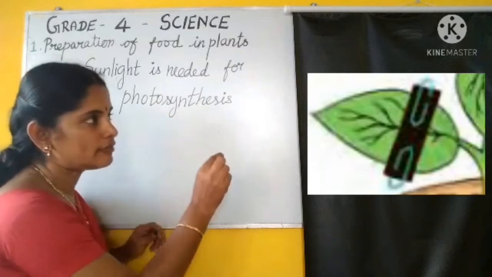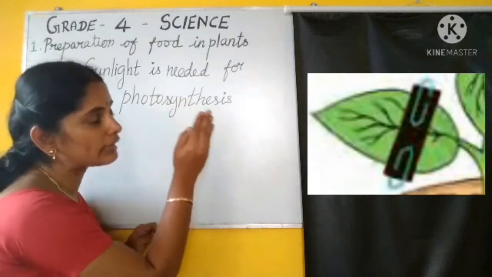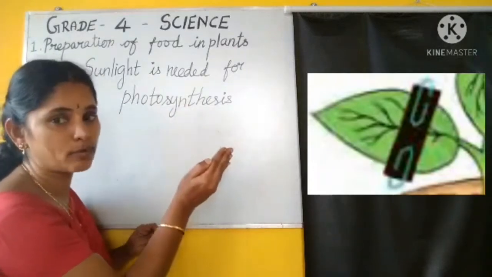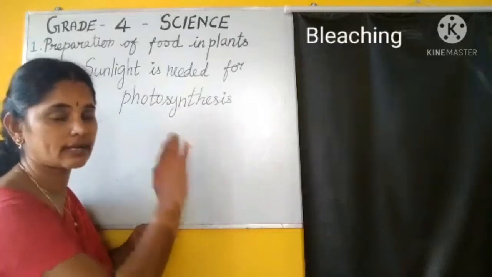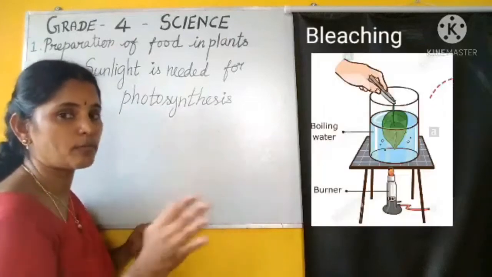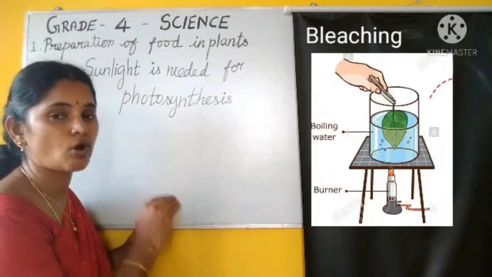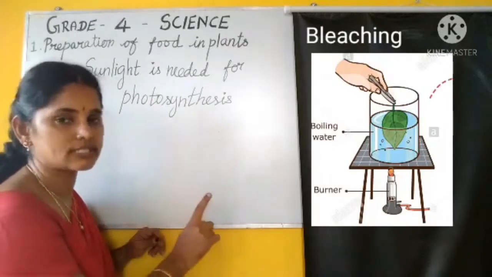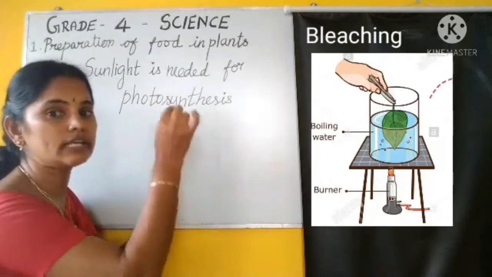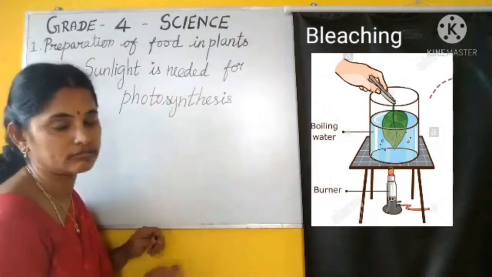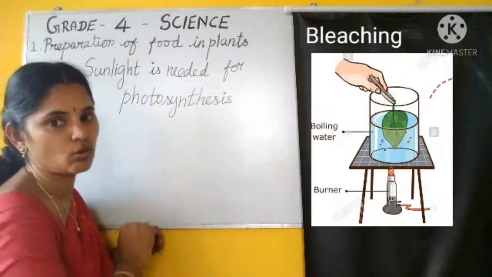So take the leaf in order to remove the green pigment. What is the process called? To remove the green color from the leaf, we call that process bleaching. So first step, we have to boil the leaf in water.